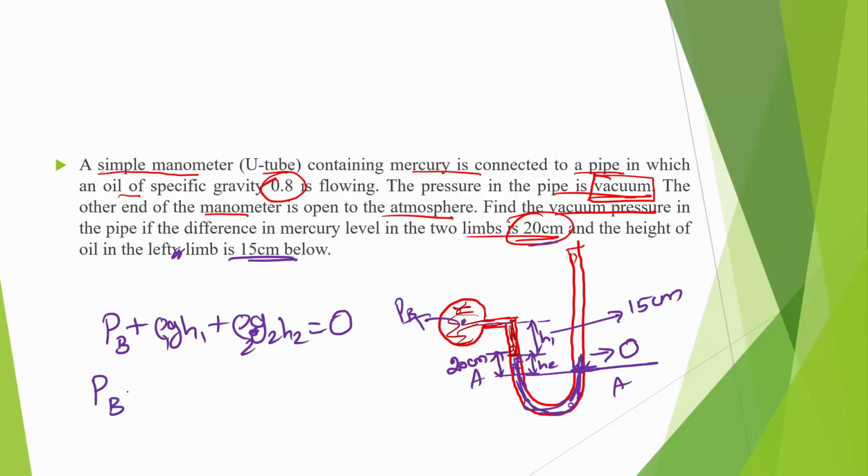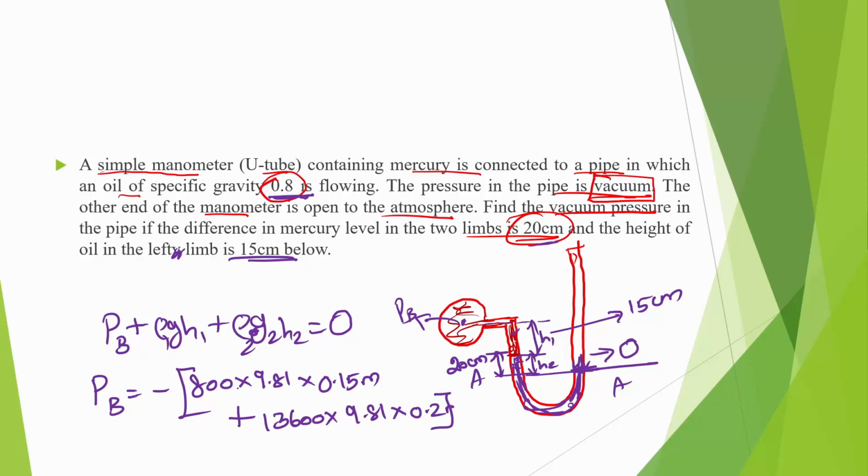So your pressure PB is equal to minus rho 1, which is an oil of specific gravity 0.8. This is rho 1. So 800 density into gravity, which is 9.81, into H1, which is 0.15 meter, plus rho 2, which is specific gravity 13.6 or 13,600, into the gravity 9.81, into the H2 value, which is 0.2 meter. So substituting this and simplifying, we will get the negative pressure in terms of Newton per meter square. If you want, you can convert it into Newton per centimeter square.